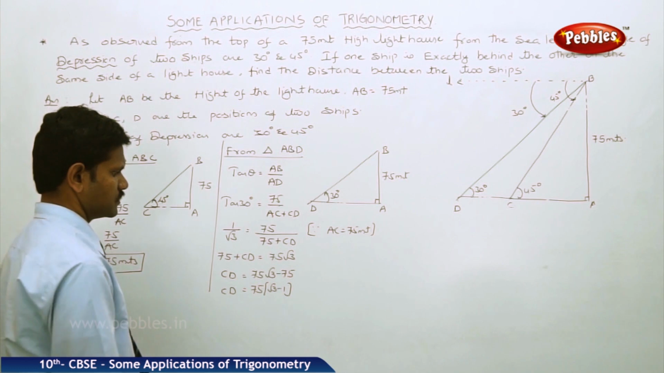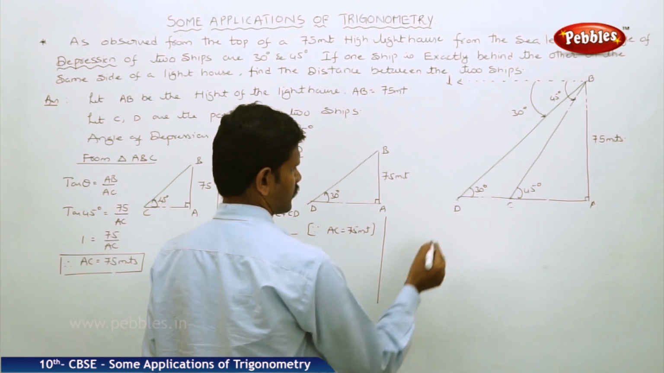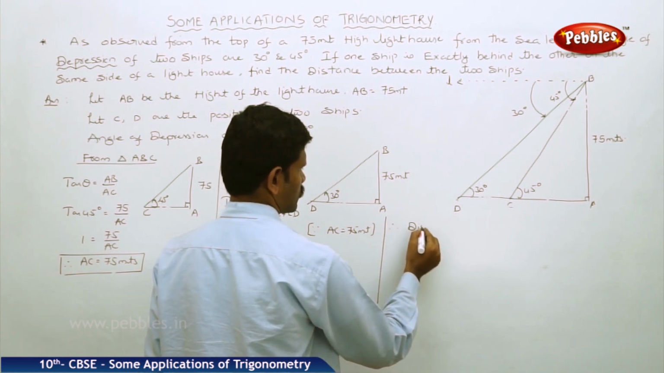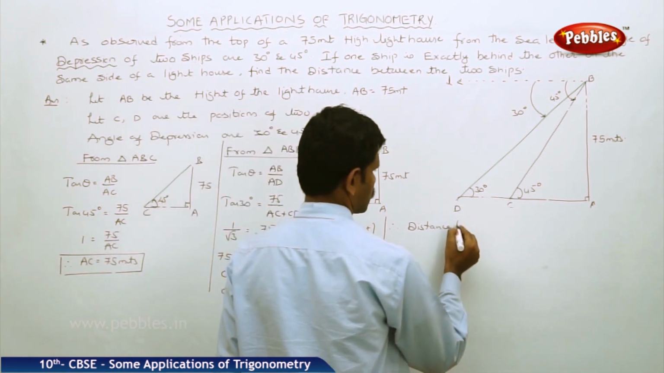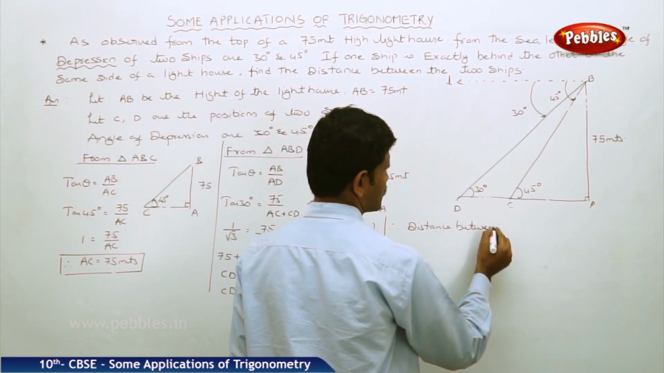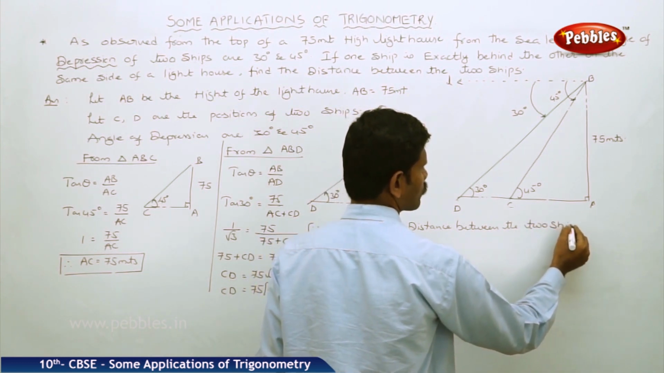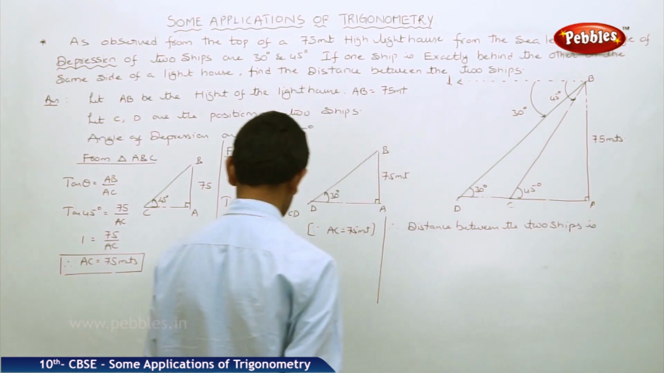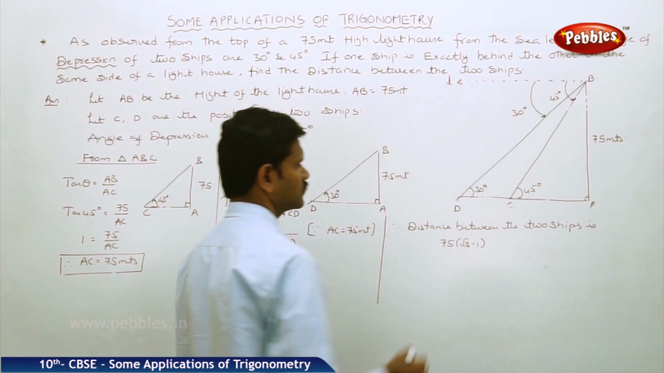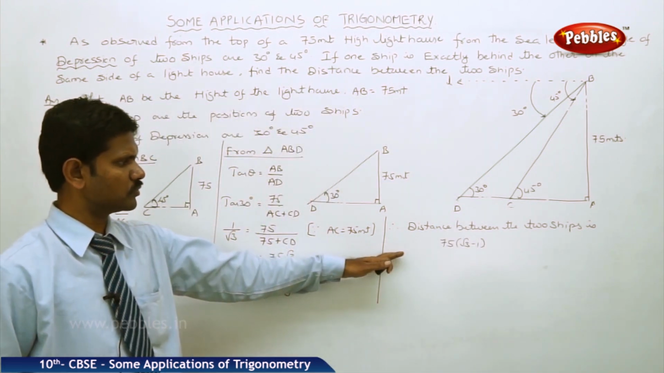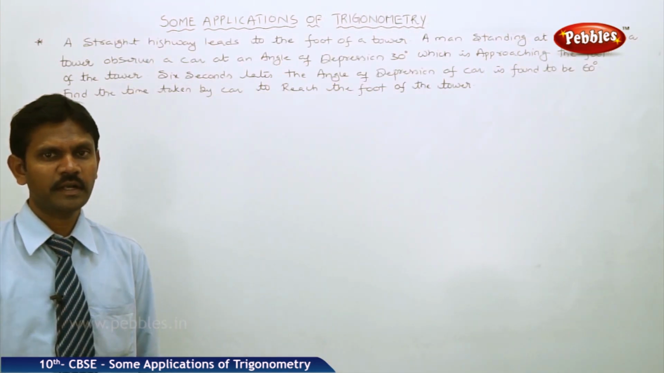That is CD. Therefore, the distance between the two ships is 75 into root 3 minus 1. That means if you want, for further simplification, rationalize this part. Let us see the next example.